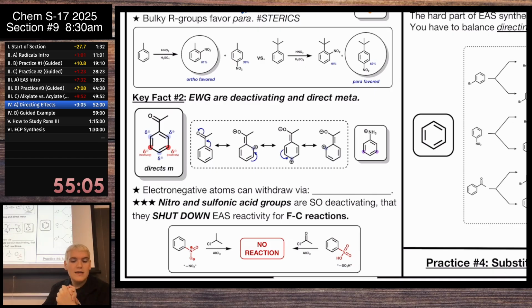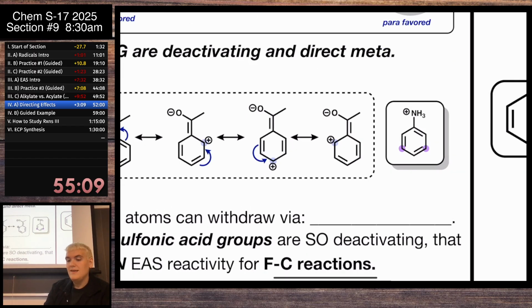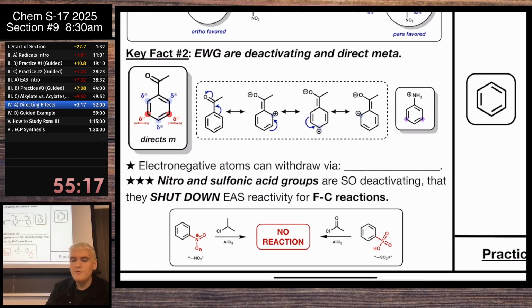Another way that we could have an electron withdrawing group that's not via resonance would be something like this. If we had a positive formal charge outside the ring, that is also going to direct meta and going to be withdrawing. So how does it withdraw if it's not via resonance? Induction, thank you.